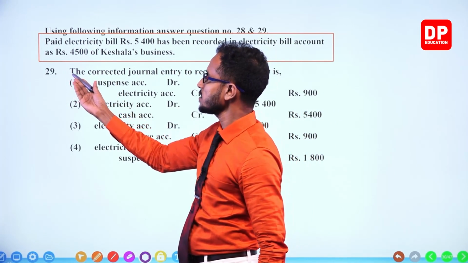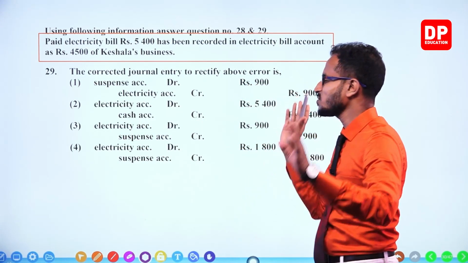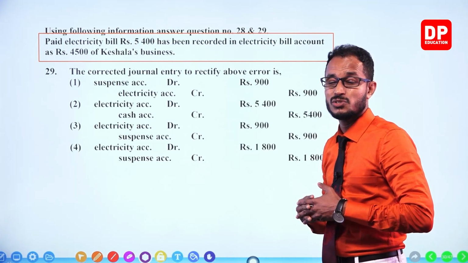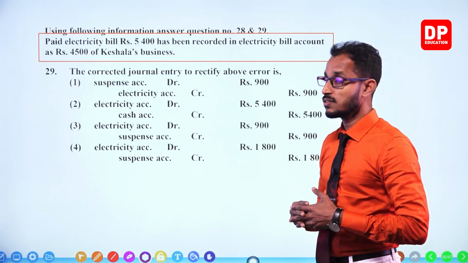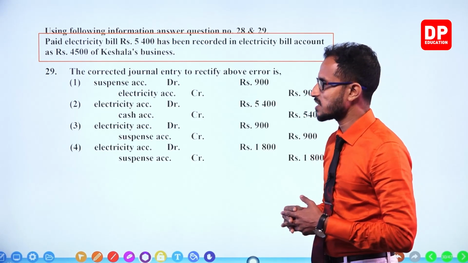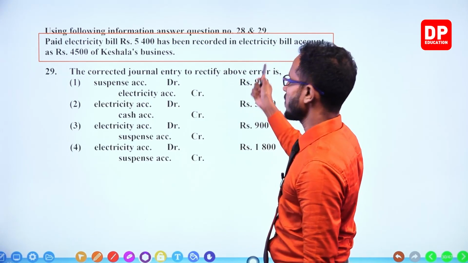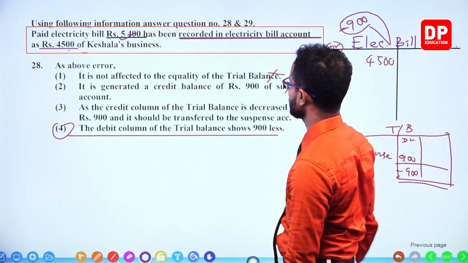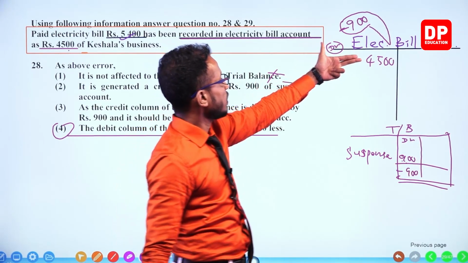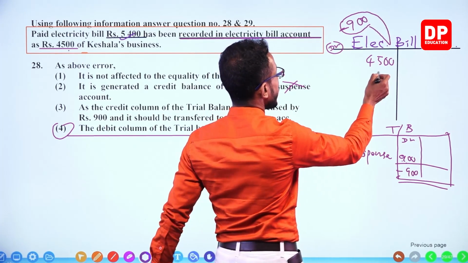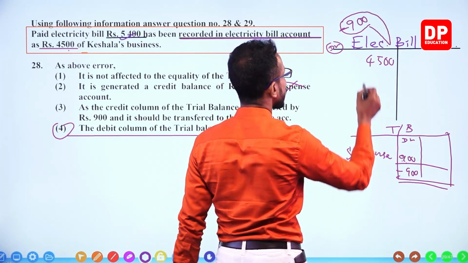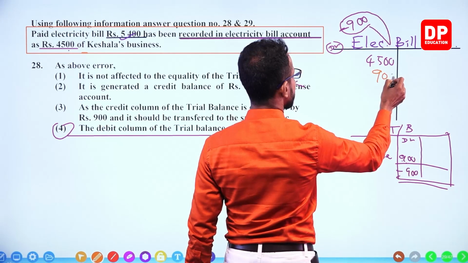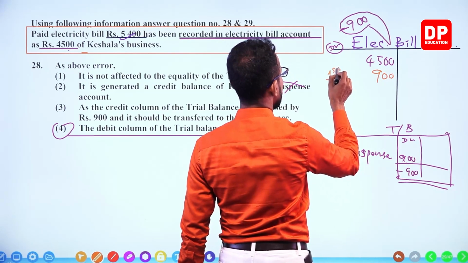Now what? They're asking the correcting journal entry to rectify the above errors. Oh man. I should have done that in the previous slide. Let's do that in the previous slide. The correcting journal entry to rectify the above error. How to correct this error? Let's do it here. If the electricity bill debit side is 900 less, you should enter 900 to the debit side. This is the first entry.